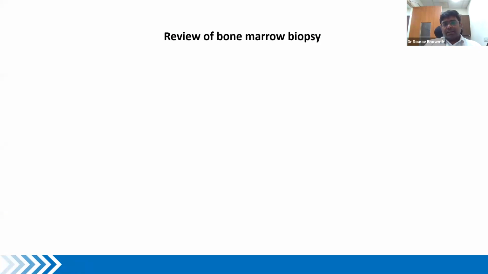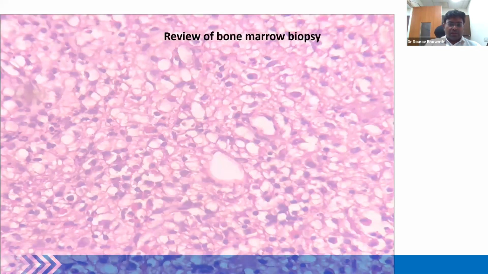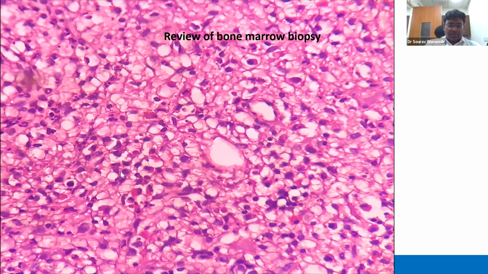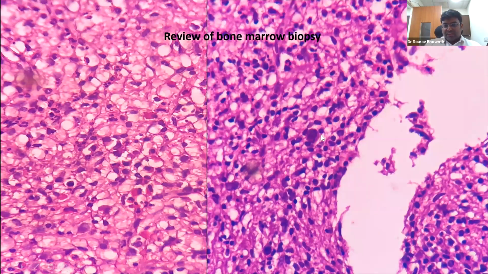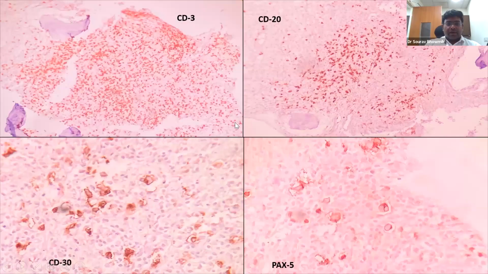And then we again reviewed the bone marrow biopsy slides to see whether we had missed something or not. On careful search, we found some foci with a high eosinophil count, but not more than that. But in a single focus, we found a single cell which looks like a possible RS cell, with a prominent large eosinophilic nucleolus. And we also put on the IHC over the bone marrow biopsy.